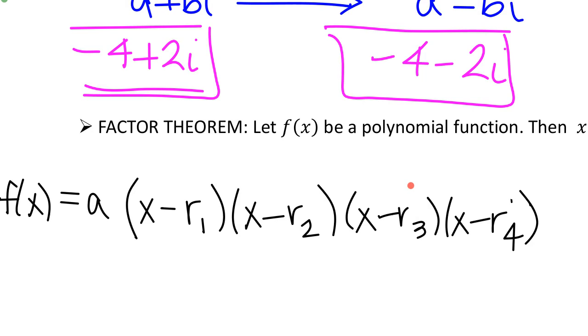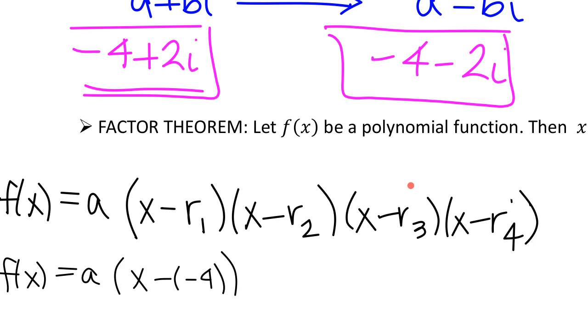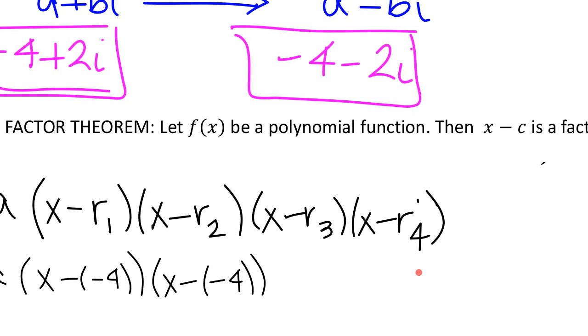We're going to plug in our function. It will be f of x equals, keeping our a in front, x minus, and again, I'm going to do my -4. There are two of them, so this will appear twice. Okay, moving over a little bit.